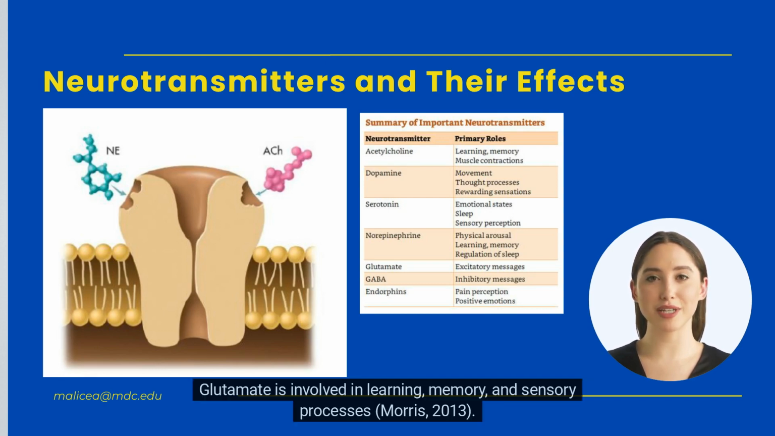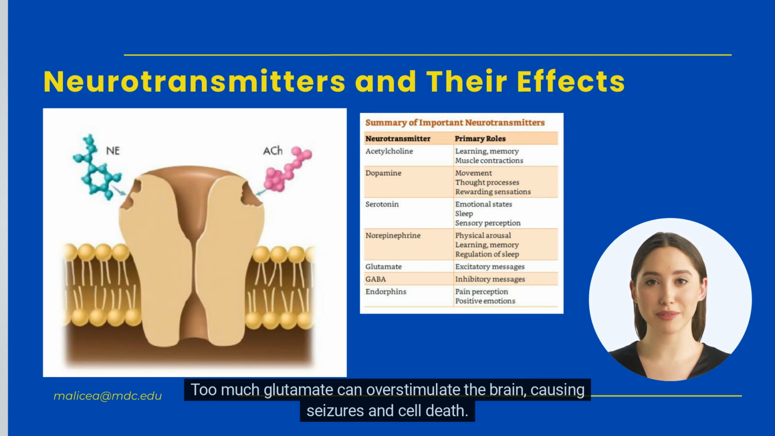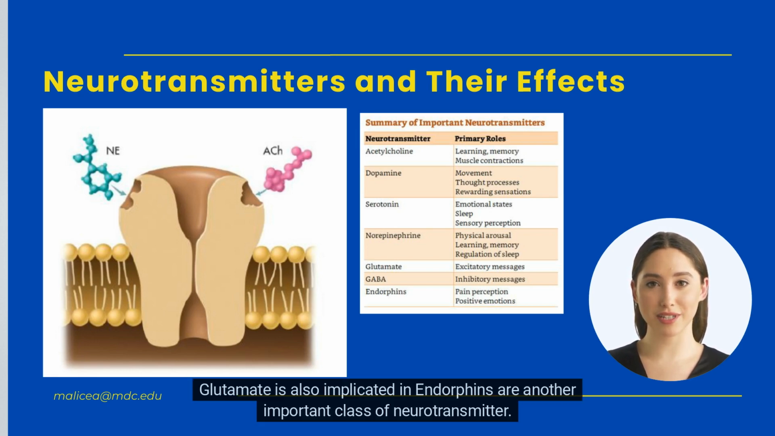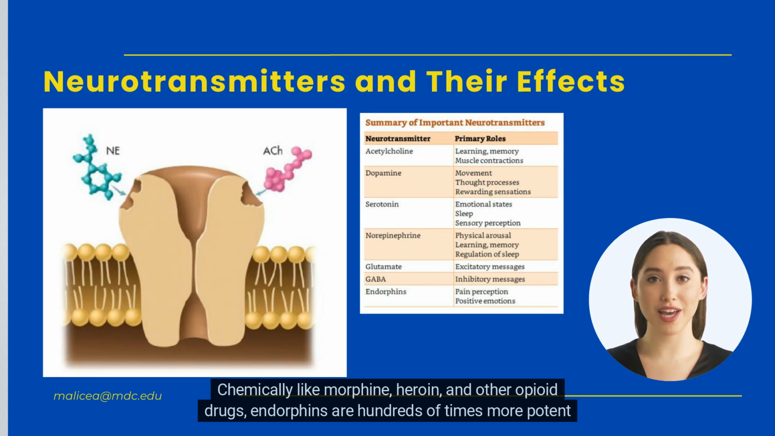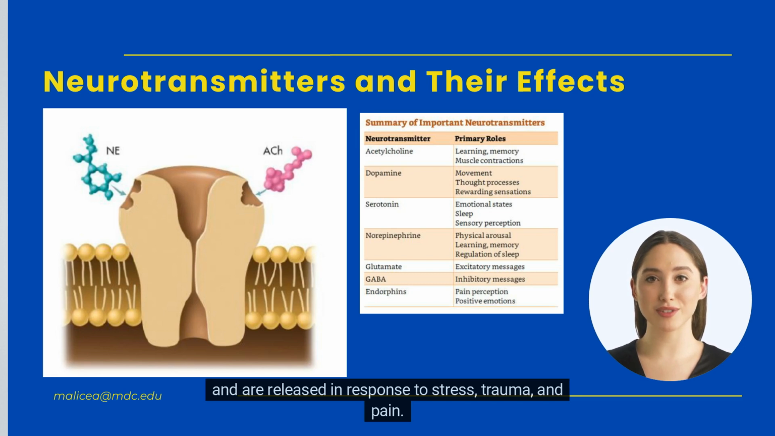Glutamate is involved in learning, memory, and sensory processes, Morris 2013. Too much glutamate can overstimulate the brain, causing seizures and cell death. Glutamate is also implicated in endorphins, another important class of neurotransmitter. Chemically like morphine, heroin, and other opioid drugs, endorphins are hundreds of times more potent and are released in response to stress, trauma, and pain.